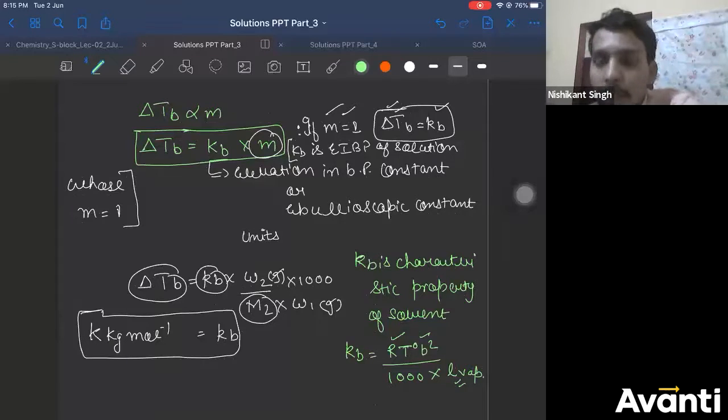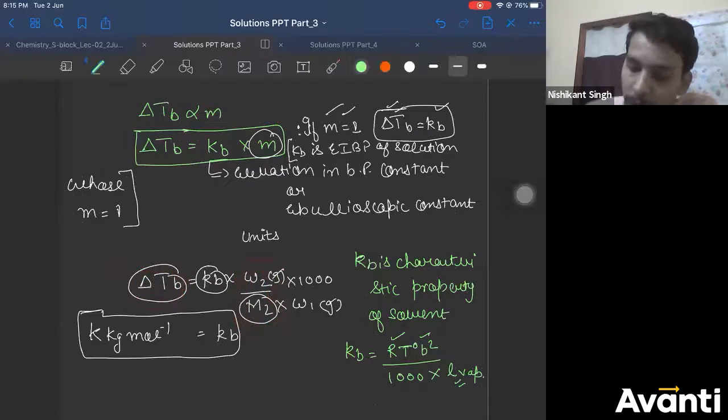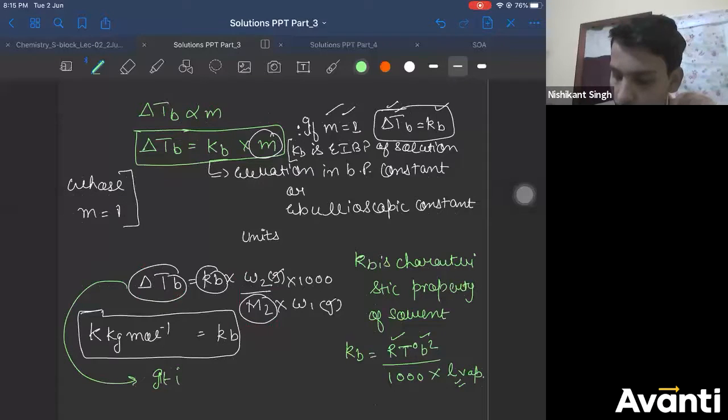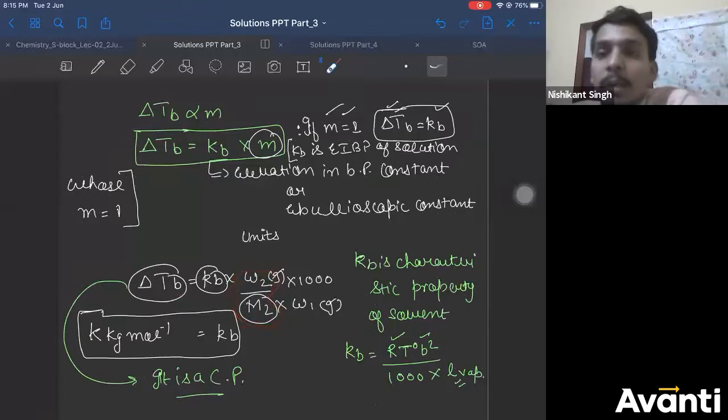So this is your KB. Now see here, delta TB depends upon moles of solute. Since it depends upon moles of solute, therefore delta TB is a colligative property because it depends upon the number of moles of solute or the particles of solute.